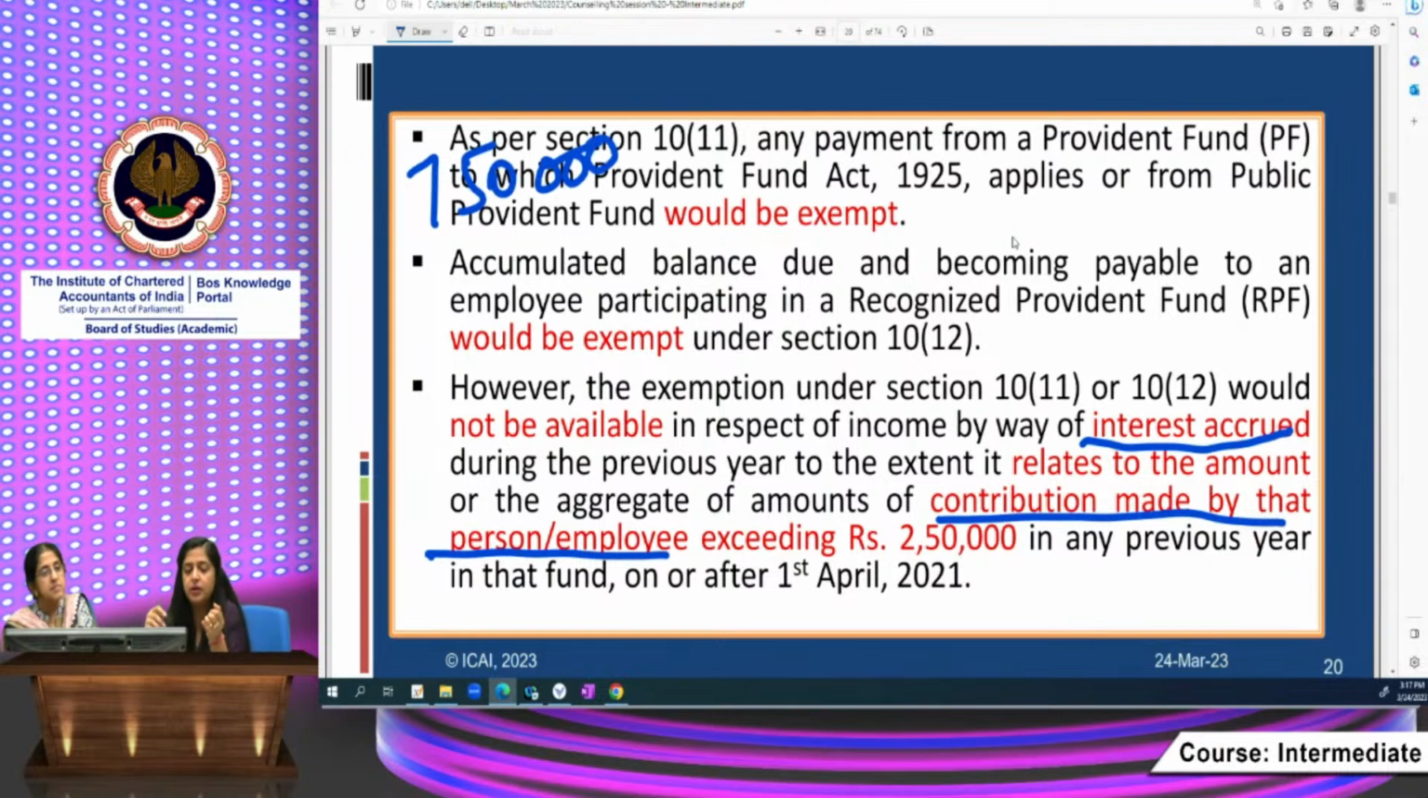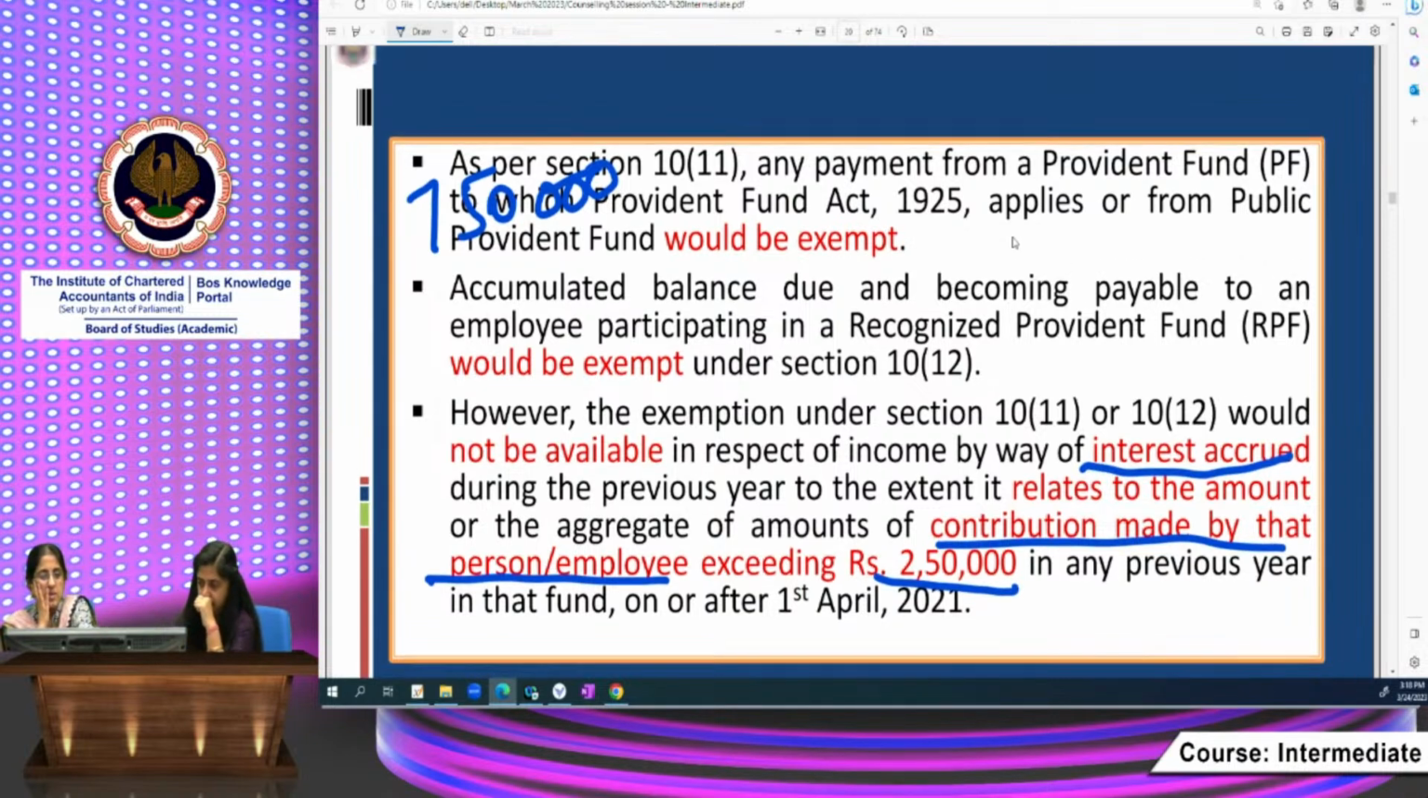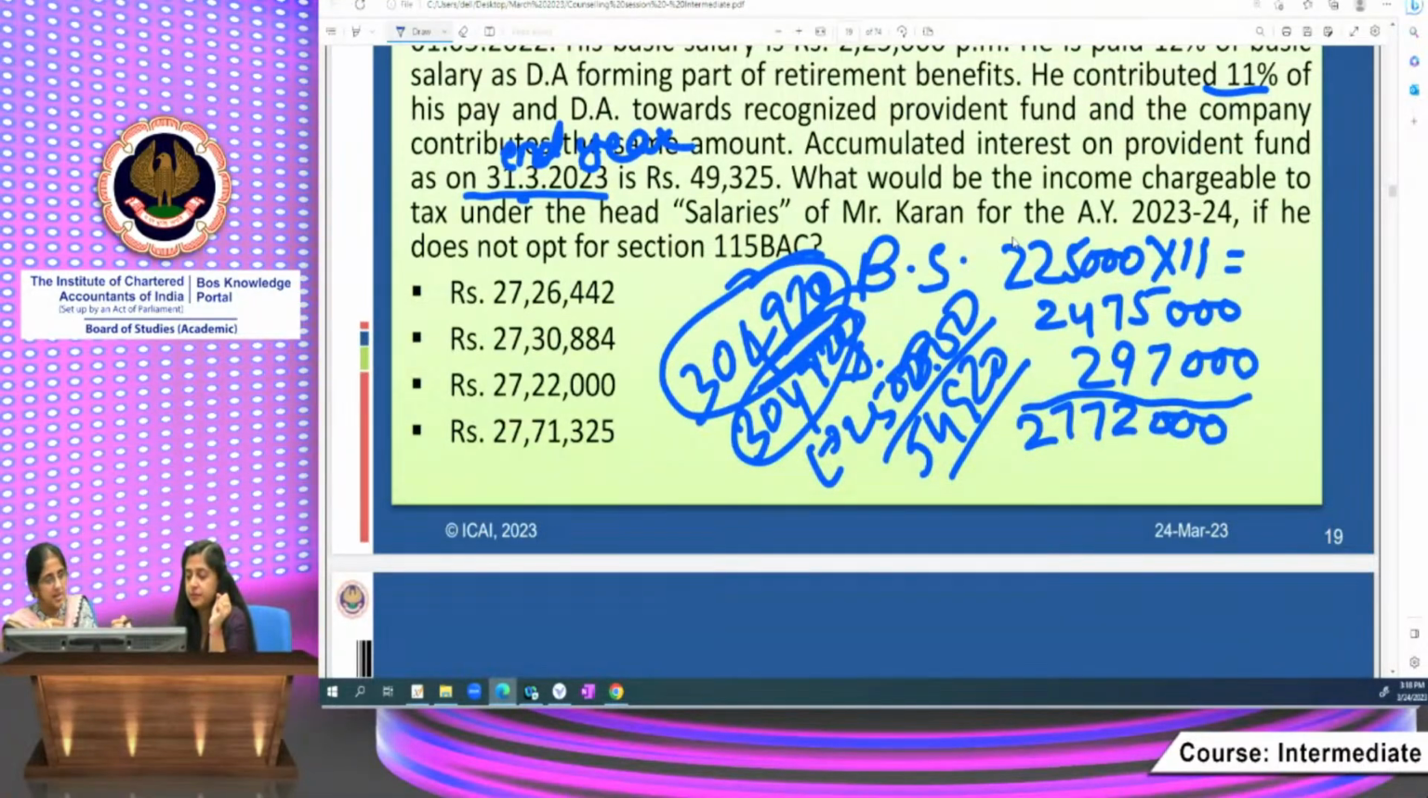If your employer is contributing in superannuation fund or RPF or NPS, and the contribution in aggregate exceeds 7,50,000, then it is your perquisite, and the interest on that excess part is also your perquisite, and there is a separate perquisite valuation for that. But if the employee makes a contribution of more than 2,50,000 in a previous year, then the interest on that contribution exceeding 2,50,000 is taxable, it is not exempt. So in this case, 304,920 minus 2,50,000, 54,920. Interest accrued on 54,920 will become taxable.